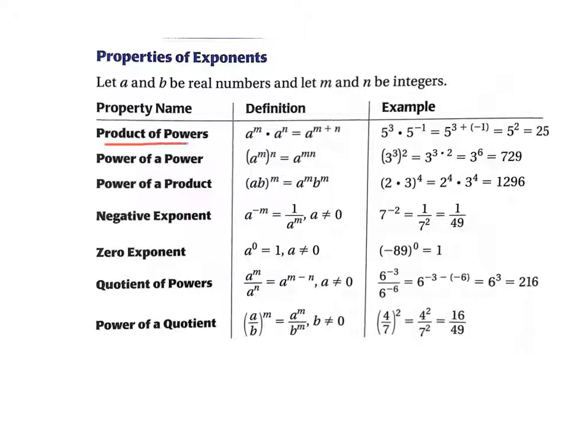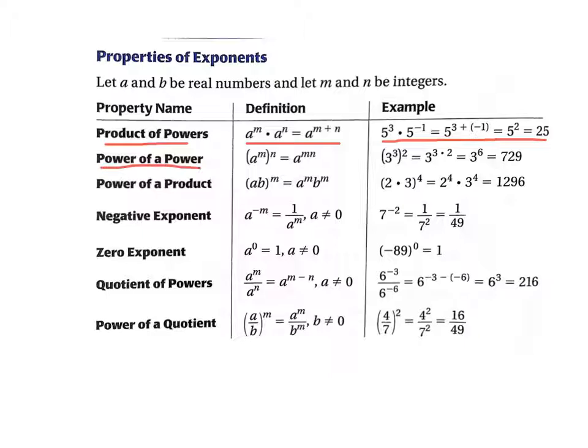First one is product of powers, which says if you multiply the same base, all you do is add the exponents. And that's it. So like if I have 5 to the third times 5 to the -1 power, you just add your exponents, you get 5 squared, which is 25. Now notice when you multiply, all you do is add the exponents. Some people make a mistake and multiply the numbers and add the exponents. All you do is add the exponents.